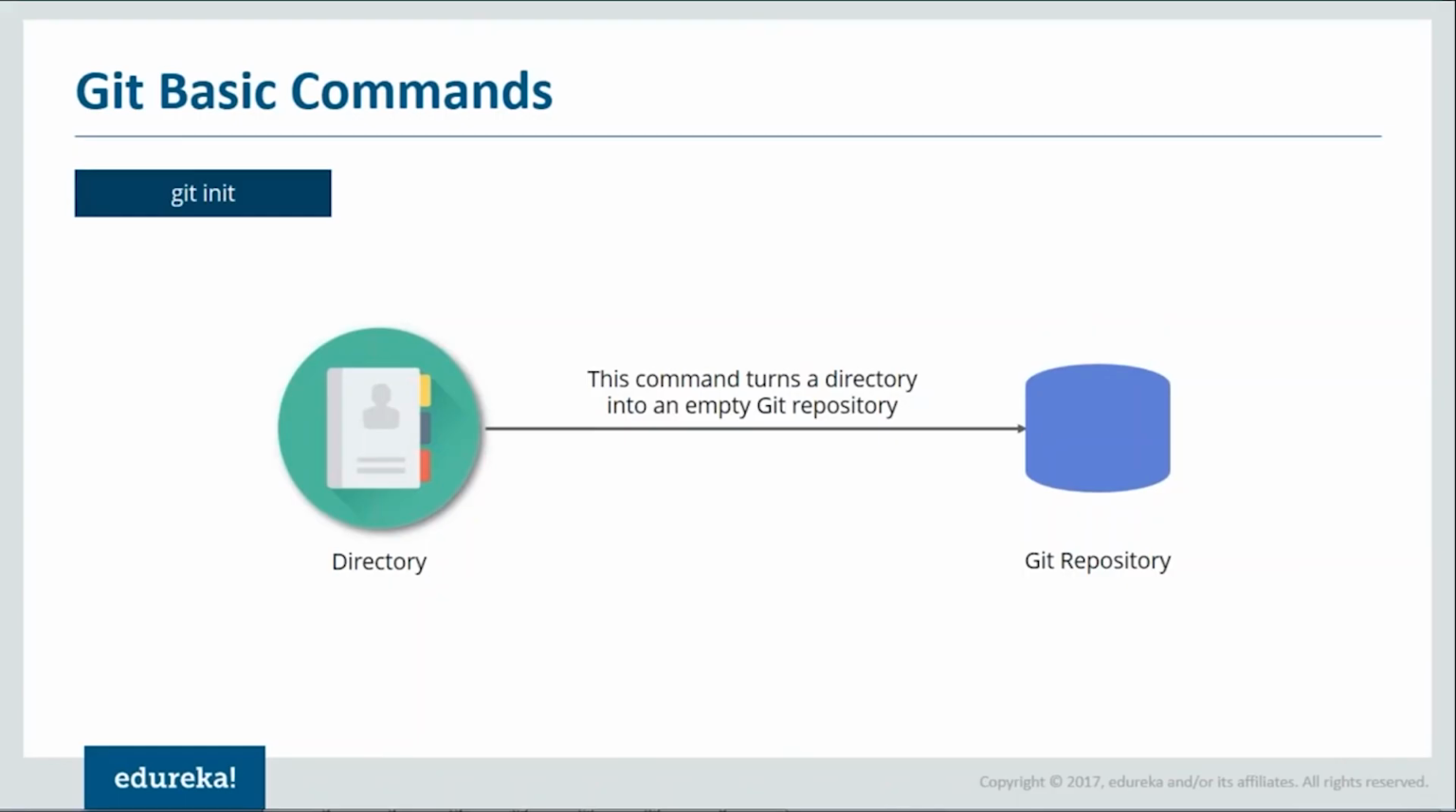Let's begin, guys. So we'll start with the git init command. Now, git init is basically used to turn a directory into an empty Git repository. The first thing you need is a local repository to work with.